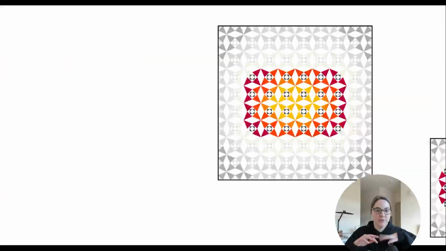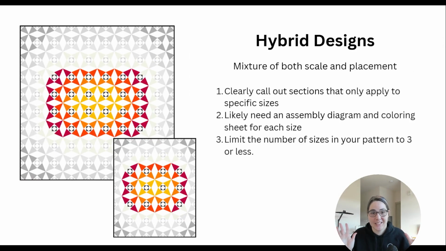So the last flavor of quilt patterns that I see a lot are what I'll call hybrid designs, and they're really just some combination of the previous two. Any kind of medallion quilt falls into this category, right? Sometimes those are proportionate designs where they're just getting bigger, but frequently you will actually be adding additional pieces to make the larger sizes. And it's basically a mixture of changes in both scale and placement that result in larger sizes.